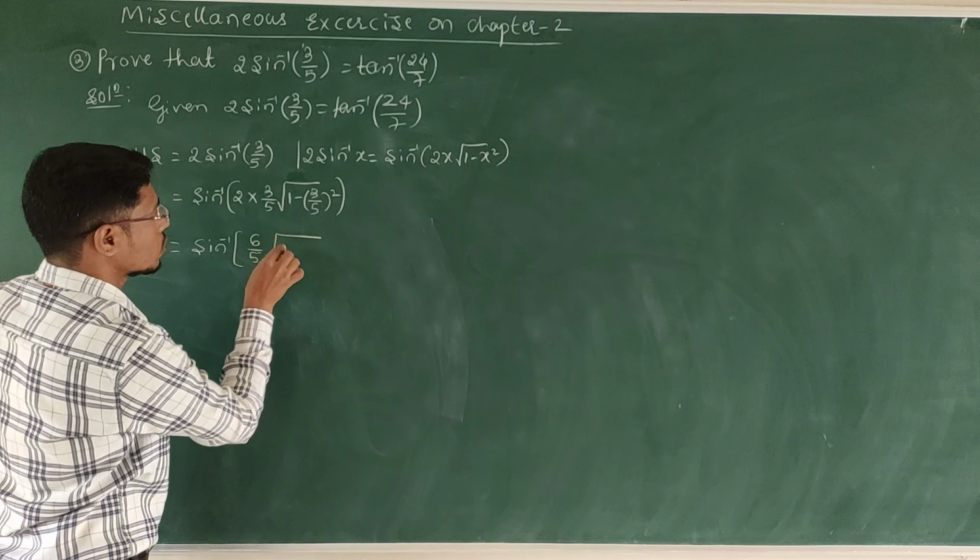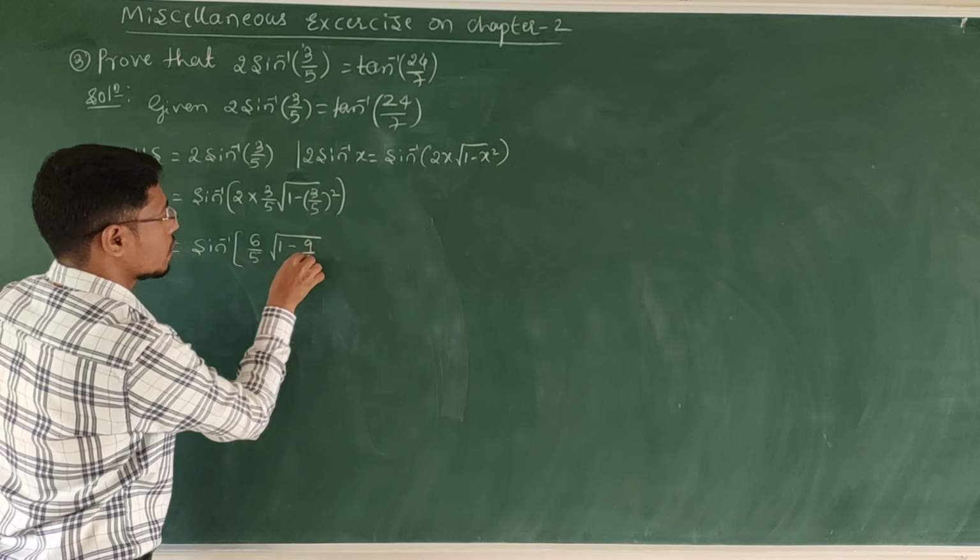This is equal to the sine inverse of 6 by 5 into root of 1 minus 9 by 25. 25 minus 9 is 16. Root of 16 divided by 25 is 4 by 5. So this is equal to the sine inverse of 6 divided by 5 into 4 divided by 5, which is sine inverse of 24 divided by 25, right?